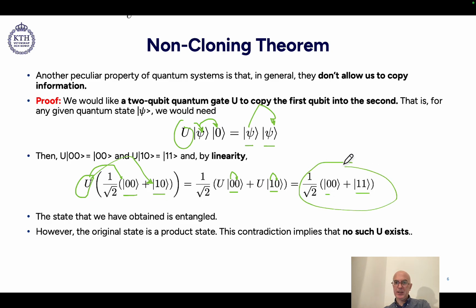So the result will be 0, 0 plus 1, 1, and this is our Bell pair, as you remember from the previous slide. However, we started from a product state and ended up in an entangled state, which is a contradiction. So this contradiction implies that no such copy U gate exists.